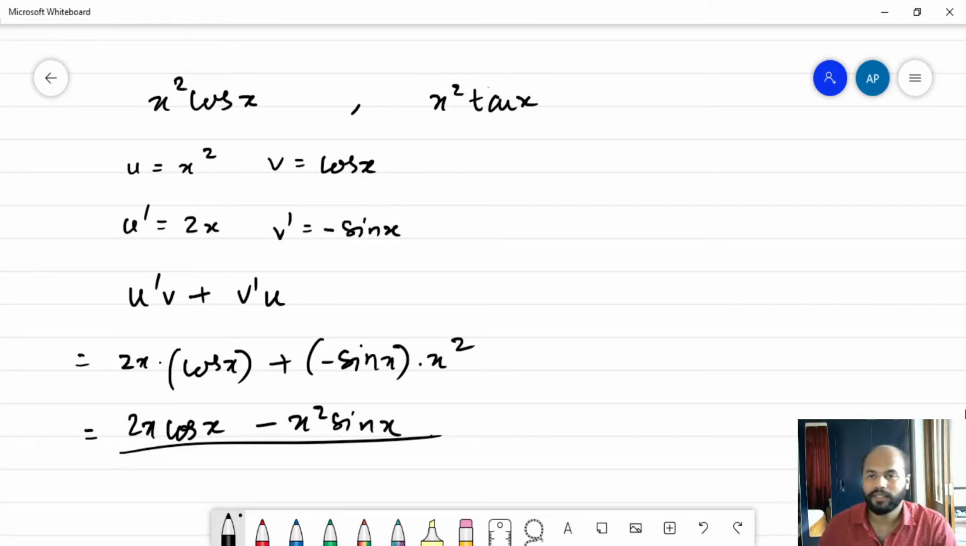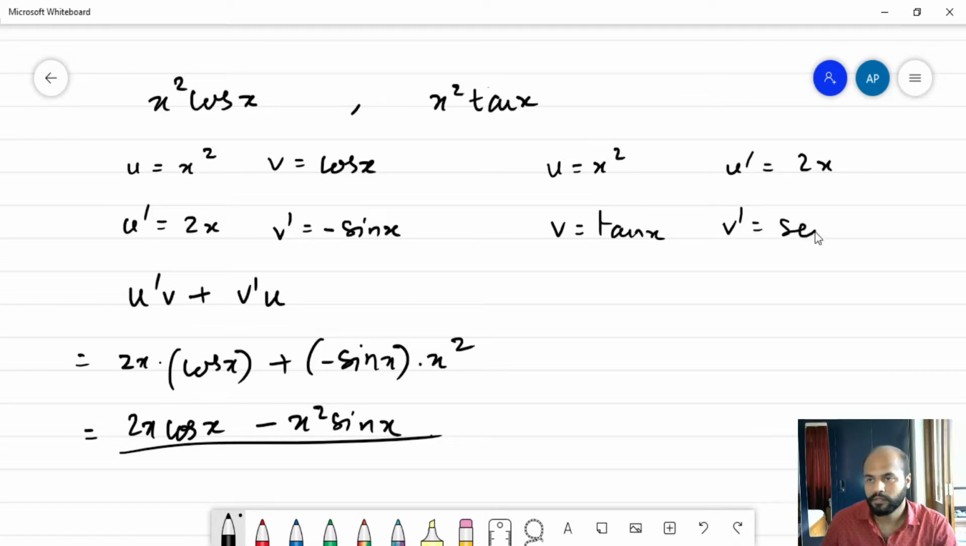So the next example is x squared tan x, of course, and the method is going to be similar. So of course u is x squared and v is tan x. So u dash is going to be 2x again, and v dash is going to be sec square x.